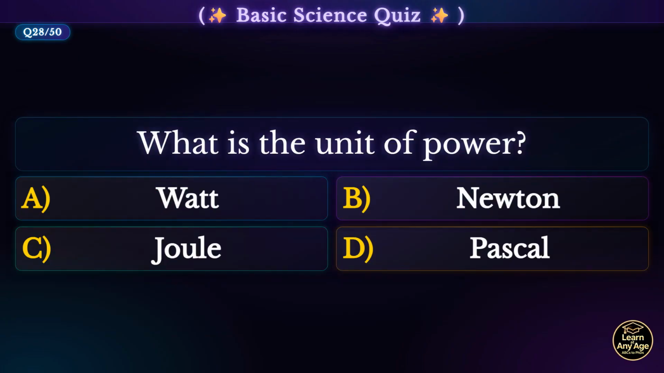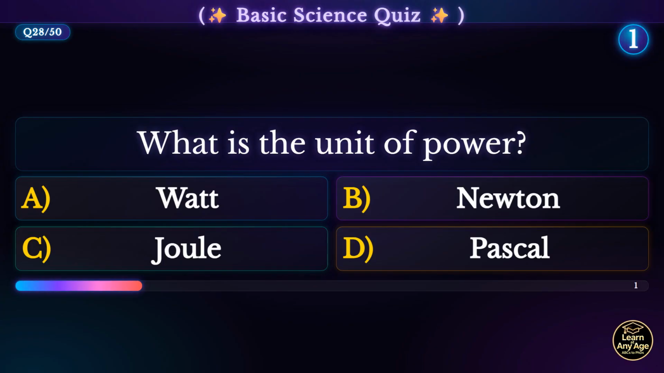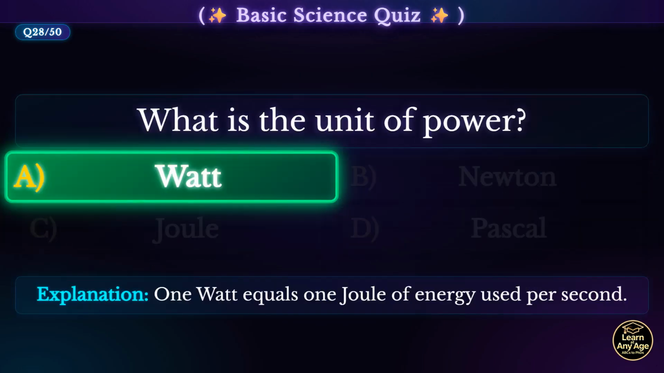What is the unit of power? Watt, Newton, Joule, Pascal. Watt. 1 watt equals 1 joule of energy used per second.